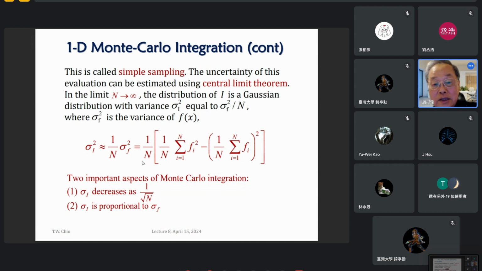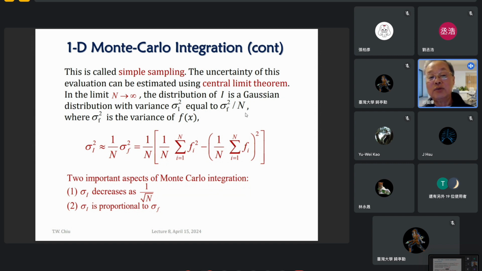And the variance of the integral will be the variance of the function divided by n. So this is the central limit theorem. If n goes to infinity, then the distribution of I is a Gaussian distribution with the variance sigma I squared equal to this.